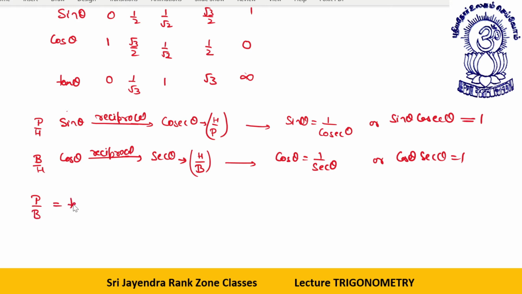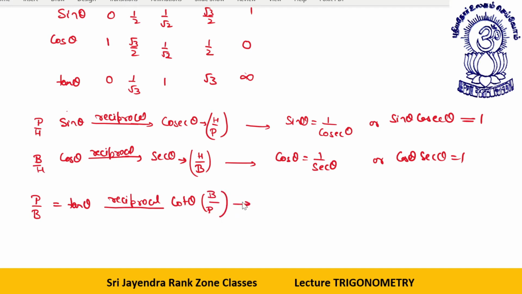Next thing. Perpendicular by base is what? This is tan theta. So what I will say, its reciprocal is cot theta. And how do we write cot theta? Cot theta is B by P.